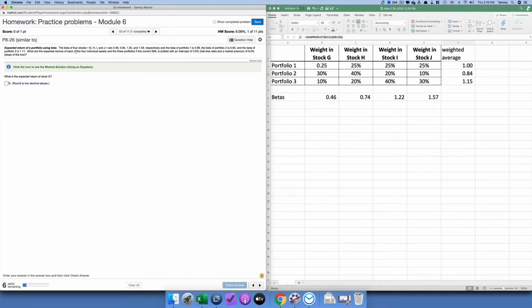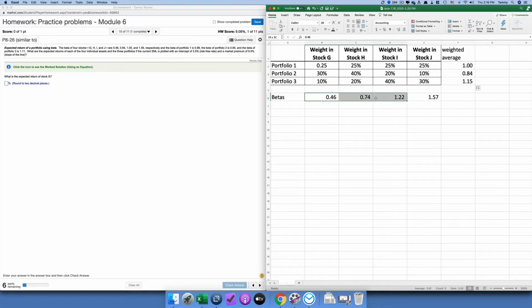Okay, so here we have the same, oh no, they're not the same beta values. Okay, so let's clear our data here. Okay, so the betas of 4 stocks are 0.46 and 0.84 and 1.05 and 1.59. Okay, now note I've still got my weighted average equation in here, my sum product. The beta of portfolio 1 is 0.099.